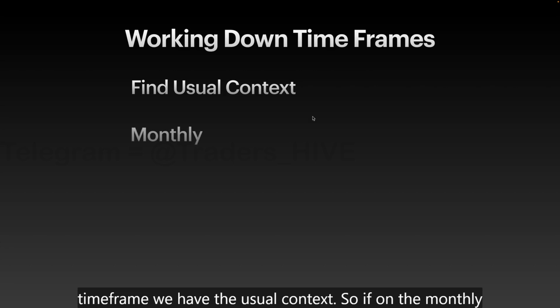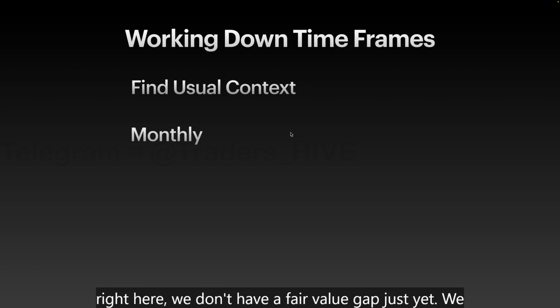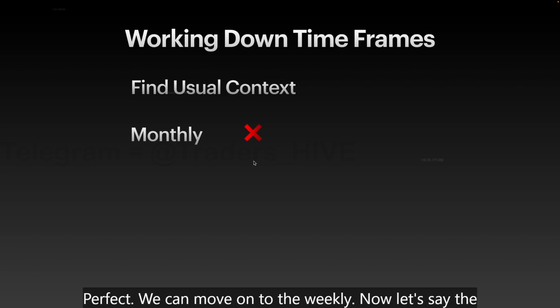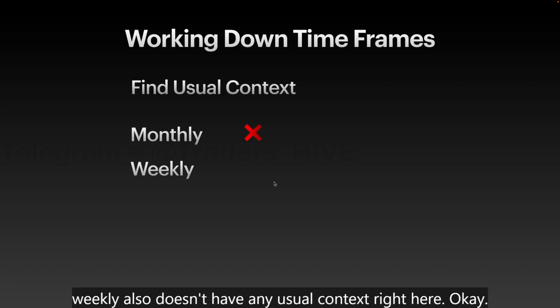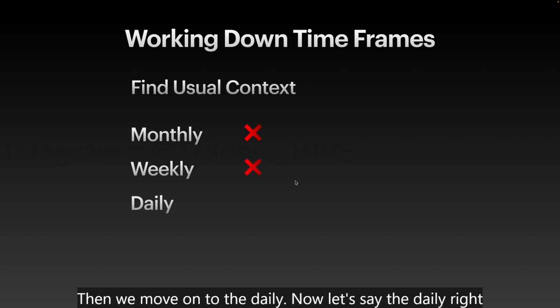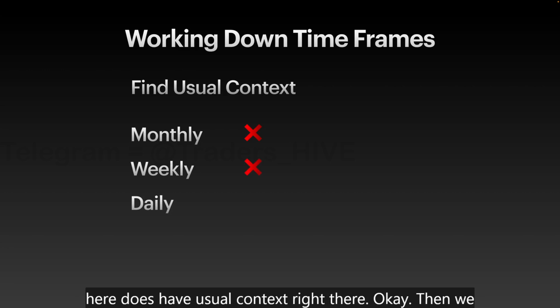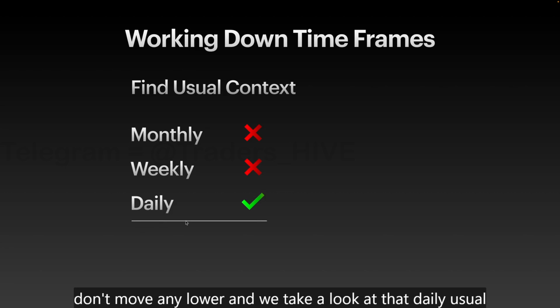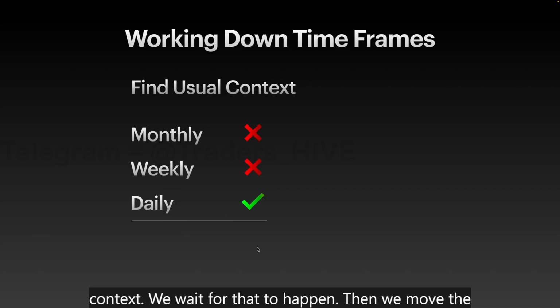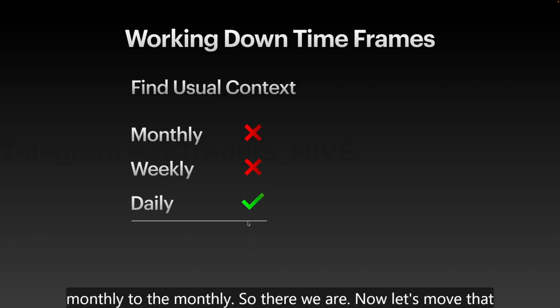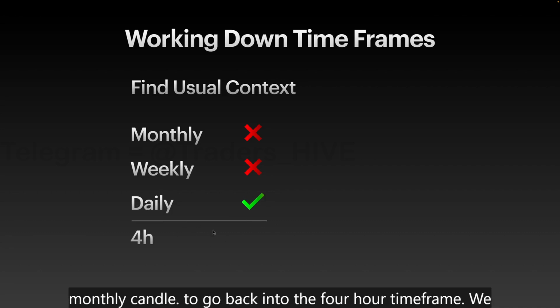So if on the monthly right here, we don't have a fair value gap just yet, we don't have any kind of usual context just yet right there, perfect. We can move on to the weekly. Now, let's say the weekly also doesn't have any usual context right here. Okay, then we move on to the daily. Now, let's say the daily right here does have usual context right there. Okay, then we don't move any lower and we take a look at that daily usual context. We wait for that to come back into it and to play out overall right there. So here, you would not go back into the 4 hour time frame right there.